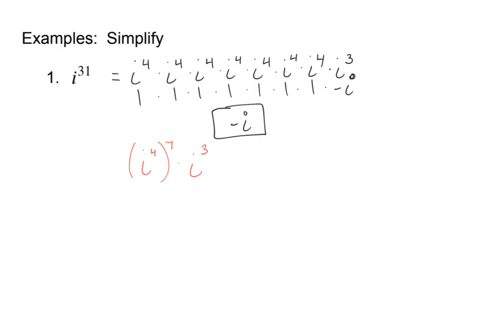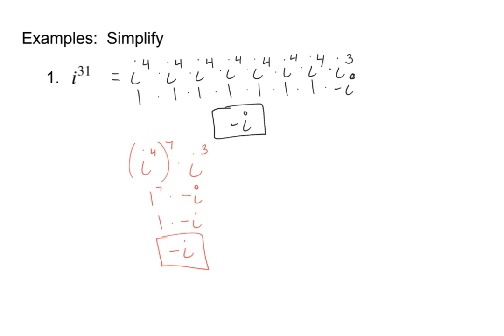And i to the fourth is 1, so this is like 1 7 times being multiplied. And this is -i. Same thing here. 1 times -i is just -i. Same answer, just a different way of writing it out.